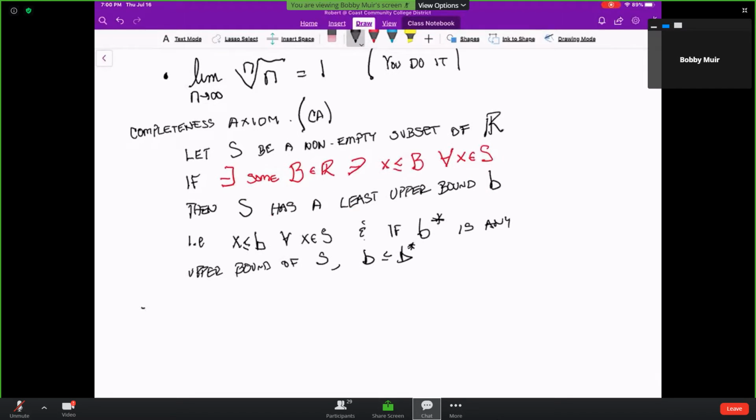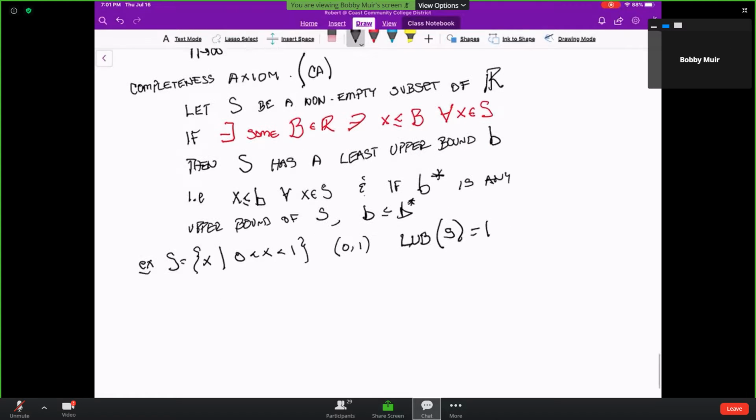Okay, so for example, let's let S be the set of all values of X such that X is sandwiched in between 0 and 1. Okay, so the interval 0, 1. Now would you agree that every number in this set is less than 20? Yes. Now there's one number that is the lowest of all of these upper bounds. What number is it? 1. So the least upper bound of the set S in this case is 1.